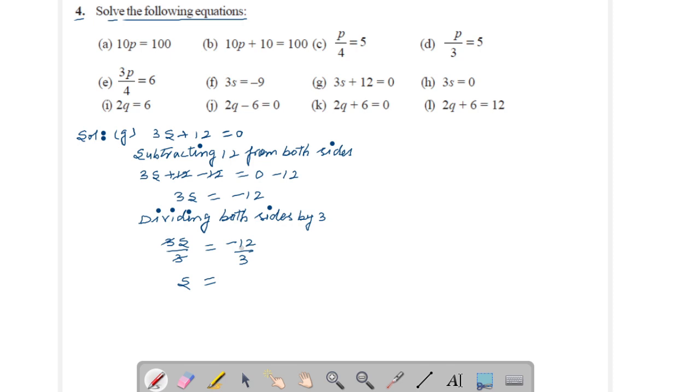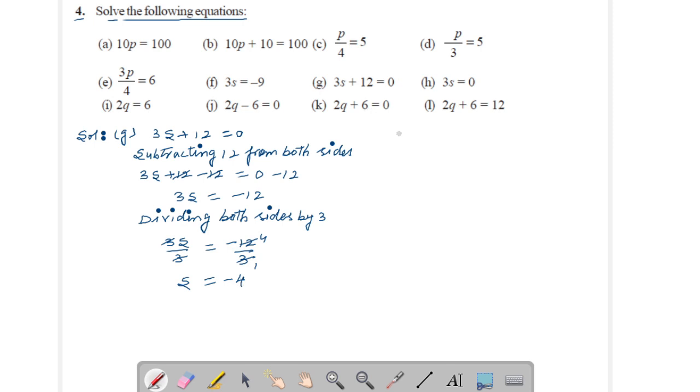equal to, here divide 12 by 3. 3 ones are 3 and 3 fours are 12. s is equal to minus 4 is the solution of the given equation.